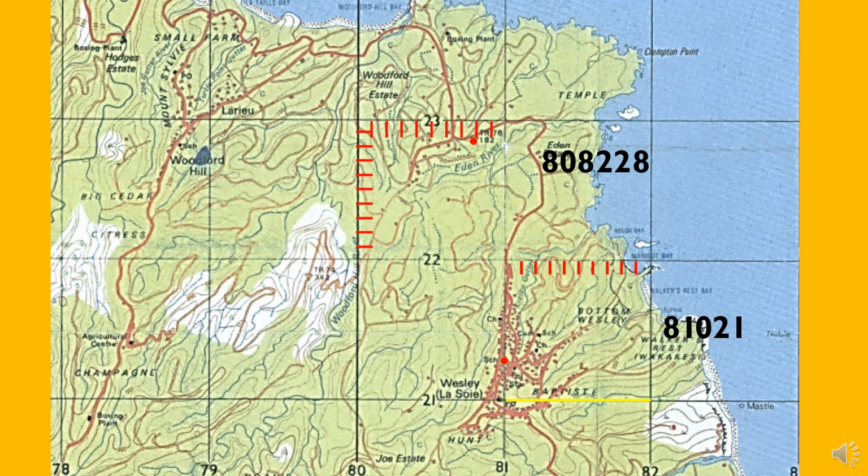Counting northwards, we can see that our 3rd marker is in line with the school, which means our 6th and final figure is 3. Therefore, the 6-figure grid reference of the school at Wesley is 810213.